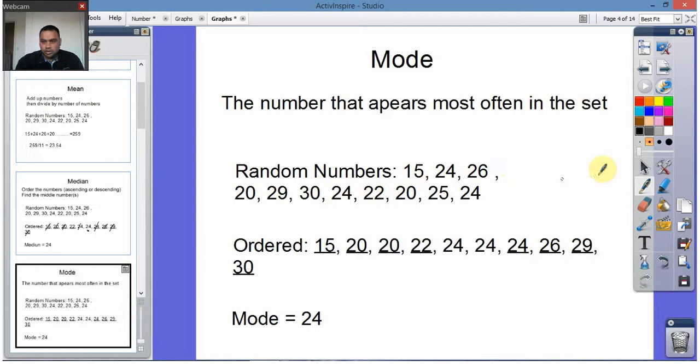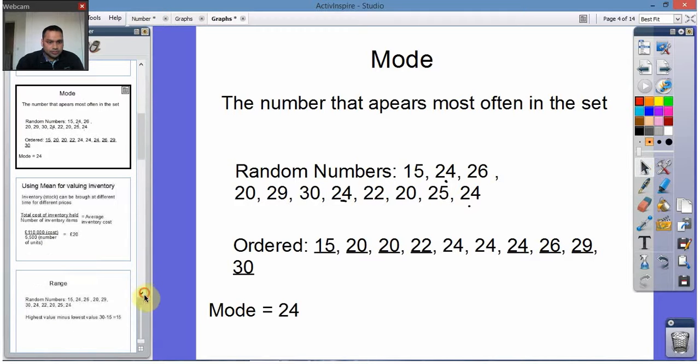So mode. Mode is the number that appears the most often. So here, the most often number that we've got is obviously 24, because we've got it here, here, here, and here. No other number appears 3 times, so the mode is also 24. So they're all around 24, mean, median, and the mode.